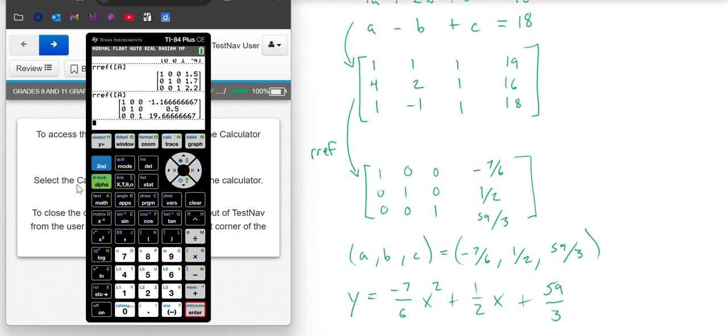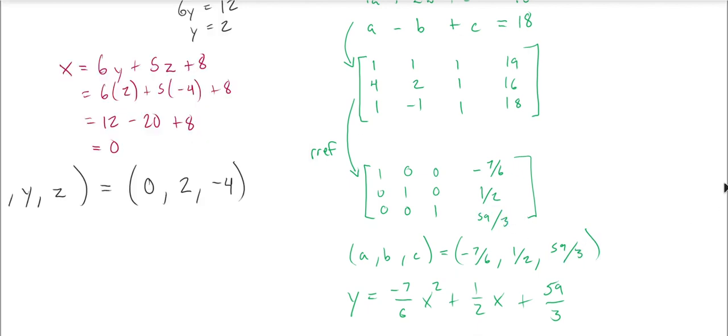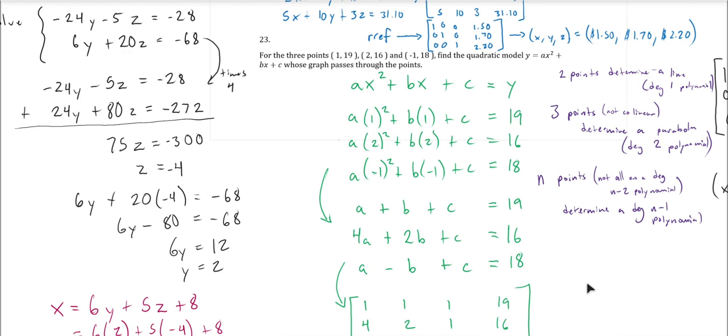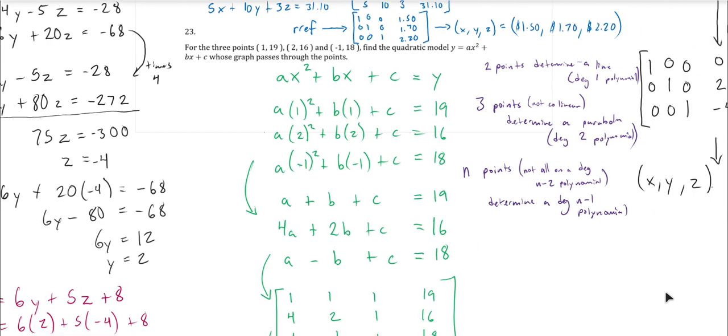Now, this gives us some decimals, but fortunately, on all TIs, there's a button for that. We store as fraction, and it'll give us our values nicely. So there we have it. This is the particular polynomial that goes through those particular points. And so we could find any degree polynomial we wanted if we just knew n plus 1 points, where n is the degree.